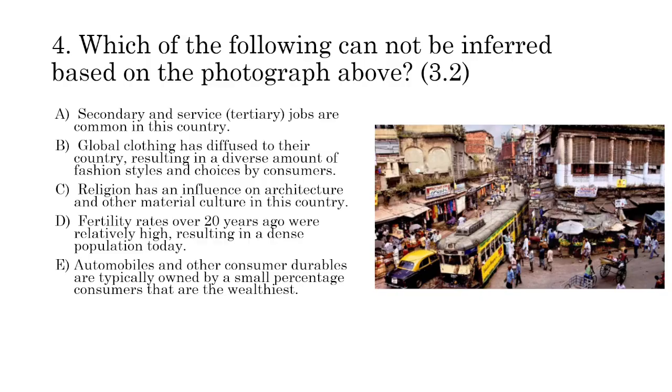That's probably right because we can see the mosque here. It influences the architecture of the cultural landscape. D, fertility rates over 20 years ago were relatively high, resulting in a very dense population today. This is a densely populated area, and we see urbanization occurs in areas where high fertility rates are. Once fertility rates drop, urbanization shrinks.